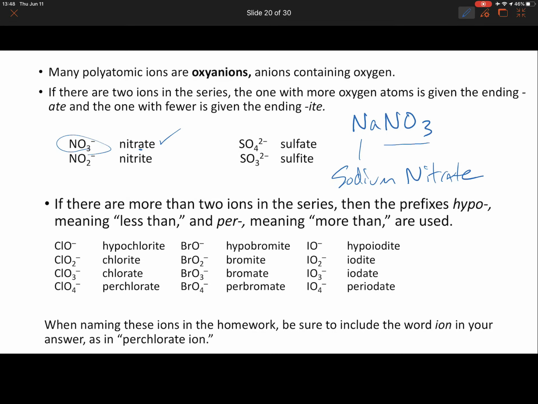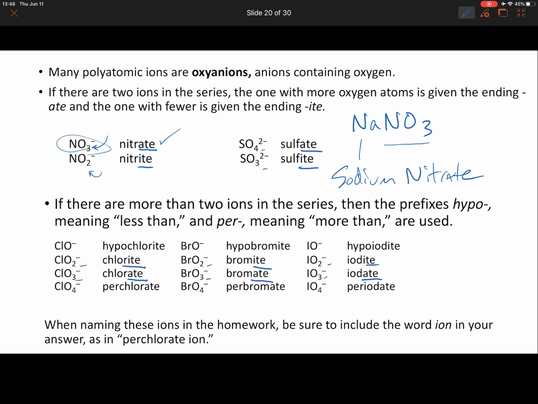Notice that the ATE ending has the more oxygens, and the ITE ending has less oxygens. That does not mean that ATE means 3 and that ITE means 2. That is the case sometimes. ATE means 3, ITE means 2, right? That just means more and less. Take a look. ATE in sulfate is 4. ITE is 3. So don't memorize it as they mean a certain number. It just means ATE is more, ITE is less.